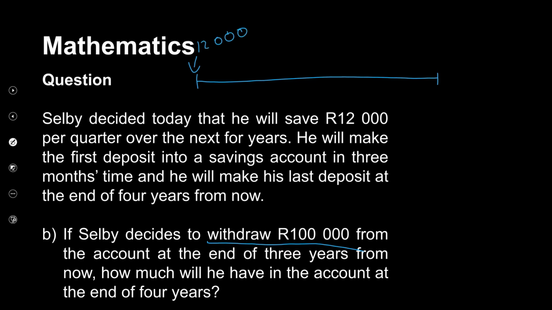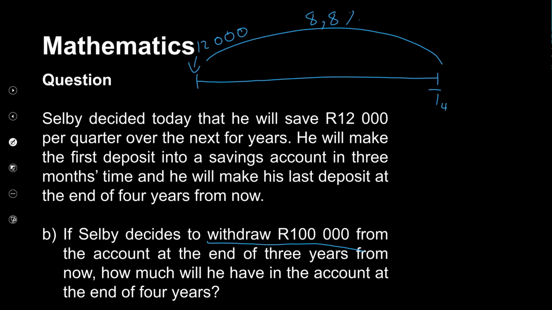12,000 that Selby is making into this, and the payments are going to last for 4 years. So it means this is gaining interest for 4 years, and the interest that it is gaining was 8.8%. Now, there are two ways to do this.